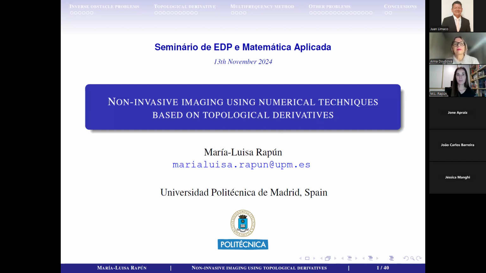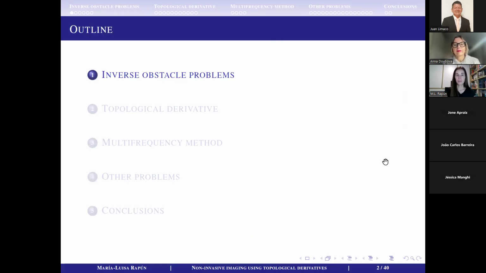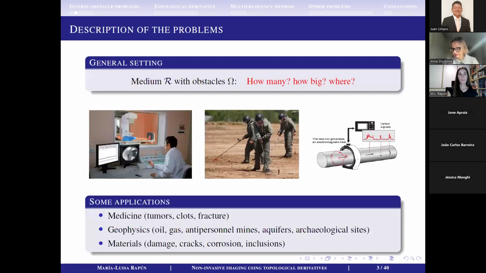So let me start by introducing the kind of inverse problems we want to solve. Imagine that we have some medium, which will be called R in my notation, with some obstacles inside. And the objective is to identify how many objects we have, how big they are, where they are located, and so on. Presenting it as such a general problem, you can think of many, many applications.